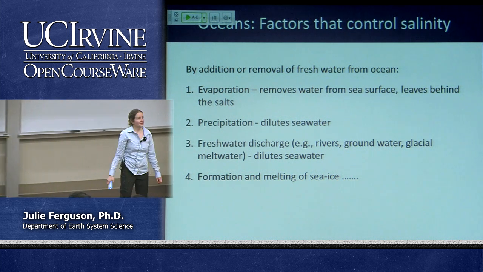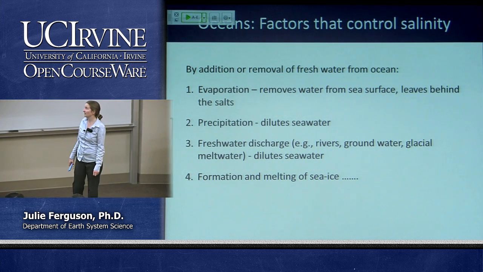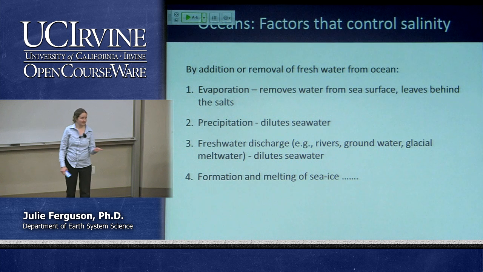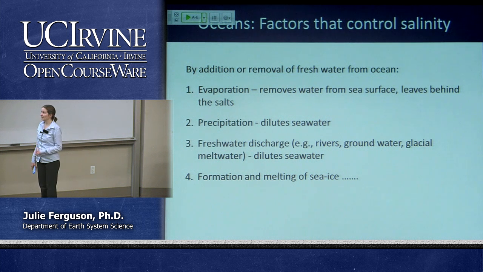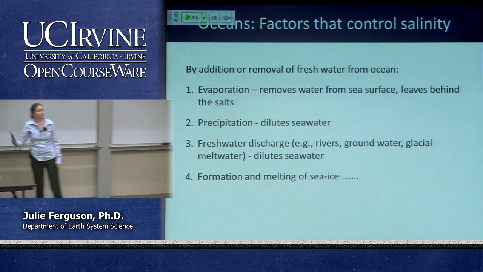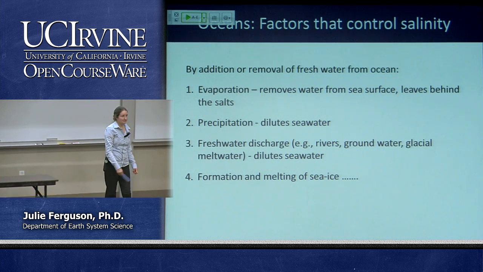Okay, and so we can change our surface salinity in a number of different ways. First of all, by evaporating, and we get rid of our sort of fresh water. Precipitation, so rainfall, snowfall, anything like that will dilute our seawater. Freshwater discharges from rivers or from ice melting will again dilute our seawater. And the last thing that can affect our ocean salinity is the formation and melting of our sea ice.